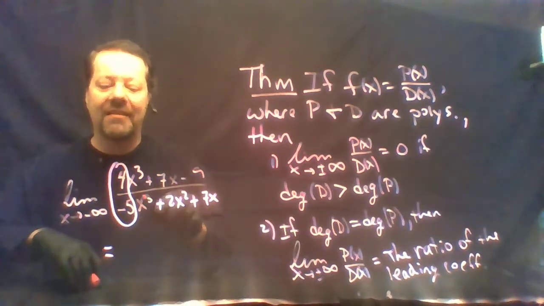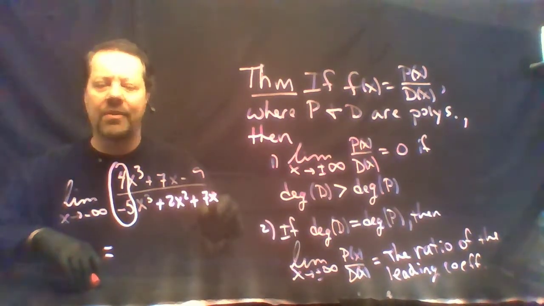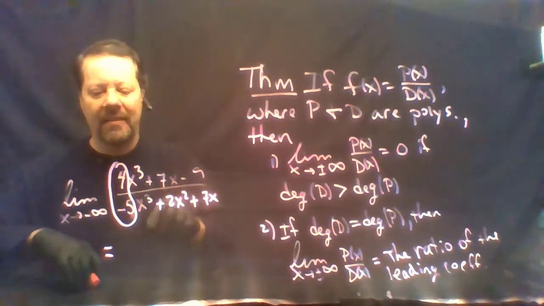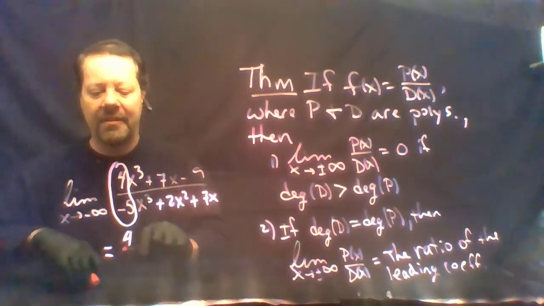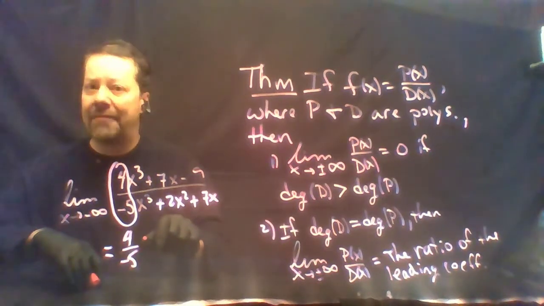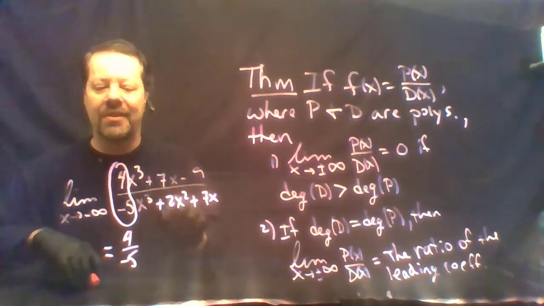In the denominator, again, the only term that matters is the one with the highest power. The others are going to be so small when x gets big that you can ignore them. The answer is 4 over negative 5, because the powers are the same.